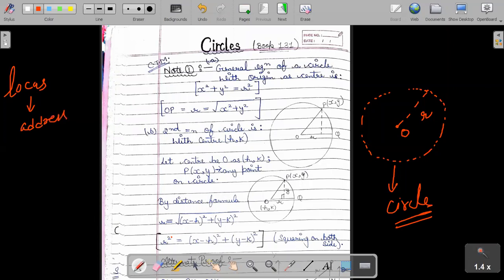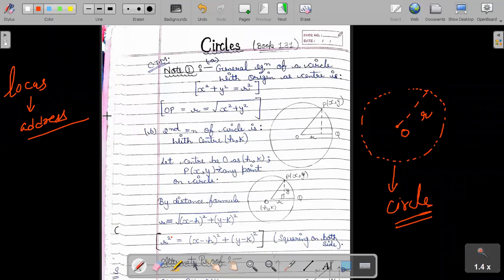Locus means address. If you look at it, what is a locus? Locus is basically any equation. If I give you the equation y is equal to 5, what is that equation? This is my x-axis, this is my y-axis, and this is my 2D plane. So y is equal to 5 will be some line here.